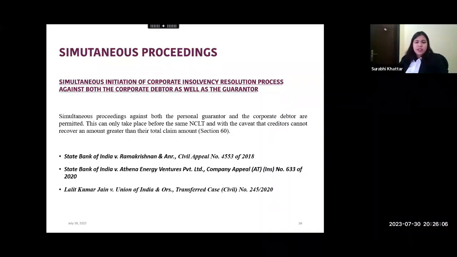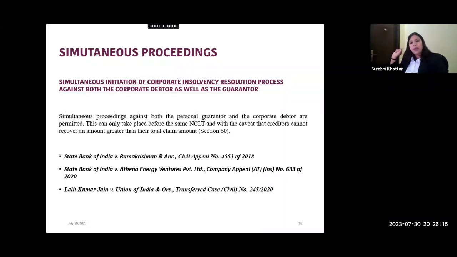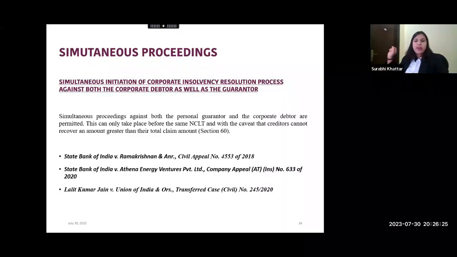In this case, the first important judgment that we should note is State Bank of India versus Ramakrishna and another. Here, Supreme Court noted that Section 14, which provides for moratorium, has been amended, and it says that there is no moratorium available against a guarantor, and therefore the liability of principal borrower and corporate guarantor, as per the Indian Contract Act, is coextensive.